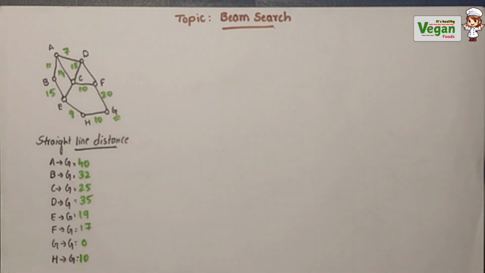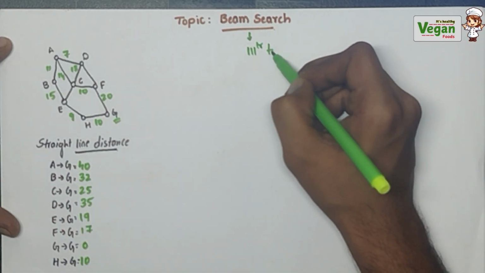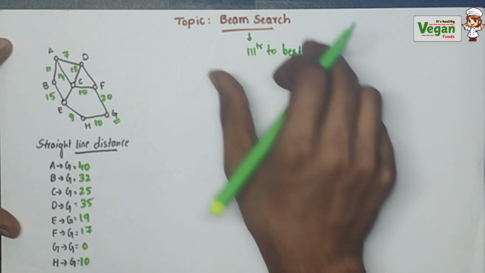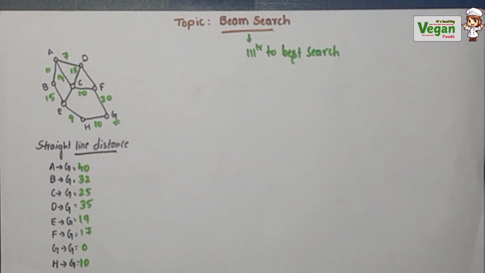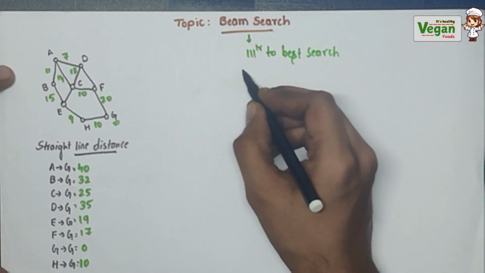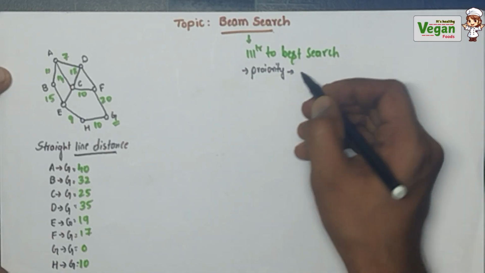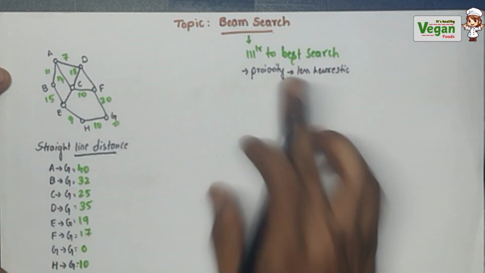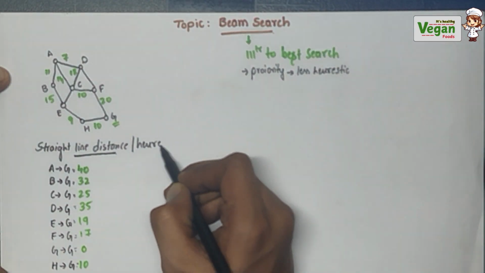Now, this beam search algorithm is very similar to the best first search algorithm. So, let's compare it with best first search and then try to understand beam search. It is also based on the priority of the heuristic value. The priority will be more for the lower heuristic value. If the heuristic value is less, then the priority will be more. The straight line distance can also be called the heuristic value.